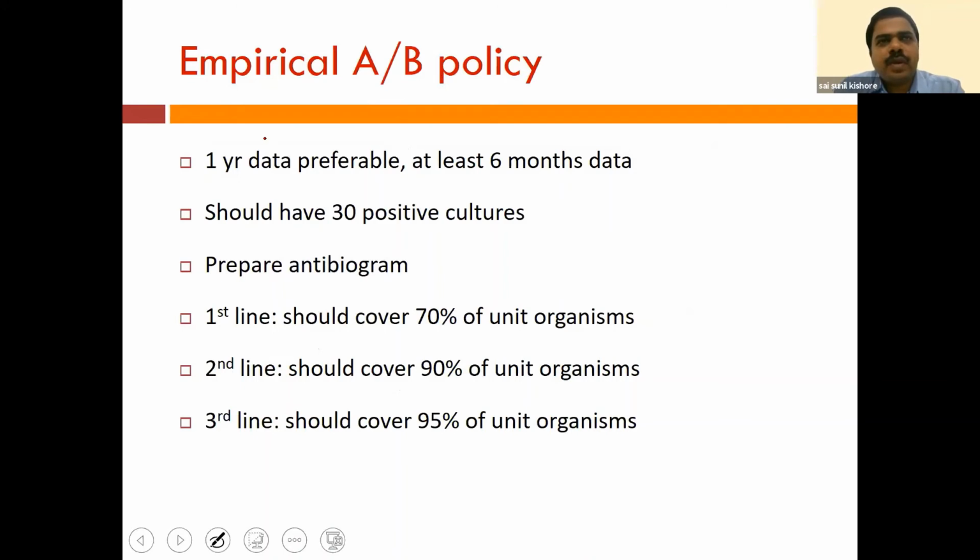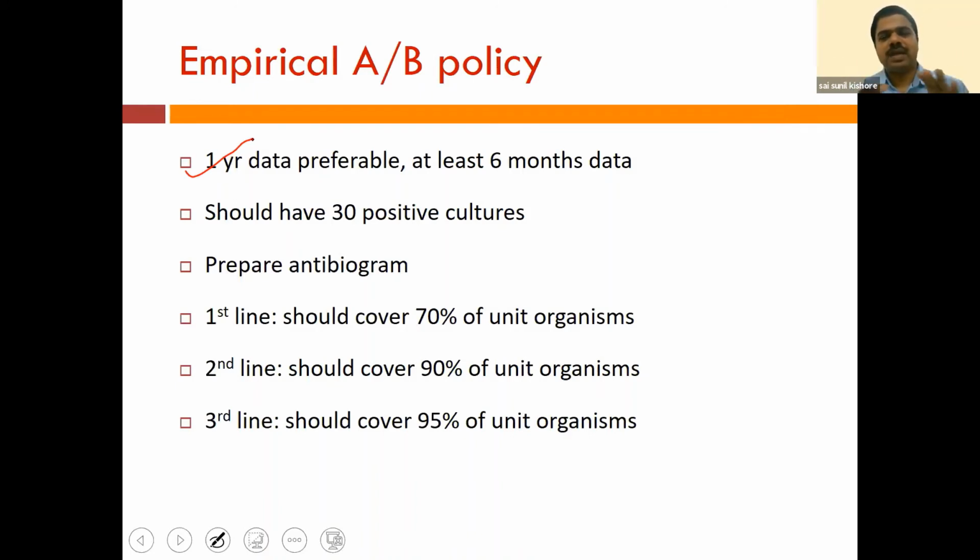Based on the unit organisms as well as the antibiotic sensitivity, you devise your own policy: what is the first line, what is the second line, what is the third line, like that. For that, we need at least 1 year of data. For example, from tomorrow onwards, if I need to make my unit antibiotic policy, I need to look at the last 1 year data, and at least 6 months of data we need to see. We should have at least 30 positive cultures to get any meaningful data.